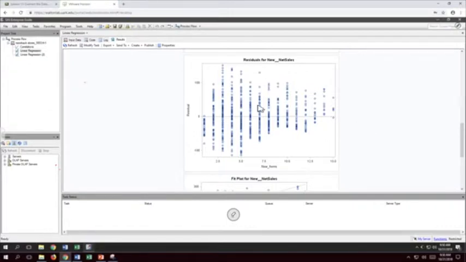So here we have the residuals versus our independent variable. And they're not great. We have a little bit, right? We're trying to look at that horizontal line. It's not quite horizontal. We have this little bit of curve right here that we might be concerned about.